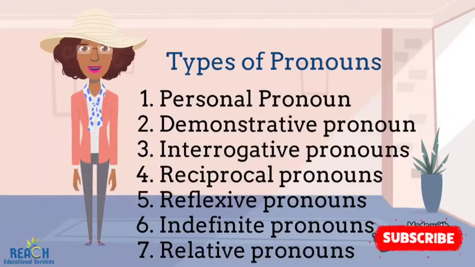Example of first person would be I, me, my, we, us, and ours. The second person would be you and yours. And the third person would be he, him, his, she, and her.